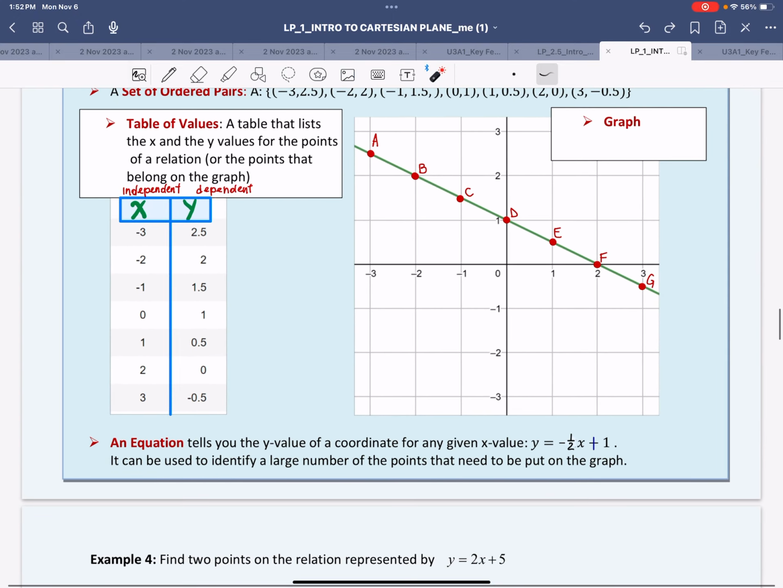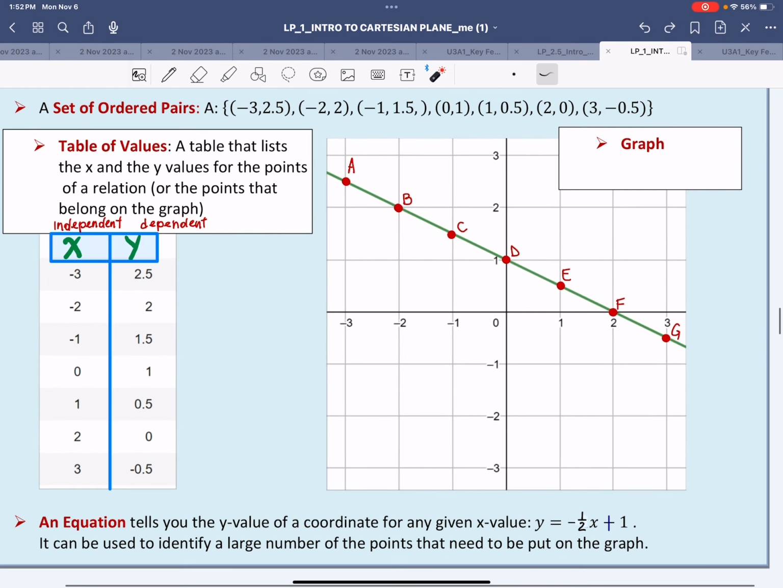Another way of describing a relation is by using equations. In this particular line, if you go 1 unit to the right, you have to go half a unit down. One to the right, half a unit down. One to the right, half a unit down. As you can see, you follow the same pattern throughout the line, and that's where the relation is. The x and the y are connected by following the same pattern on this line.